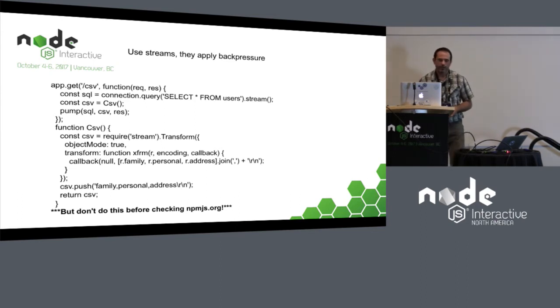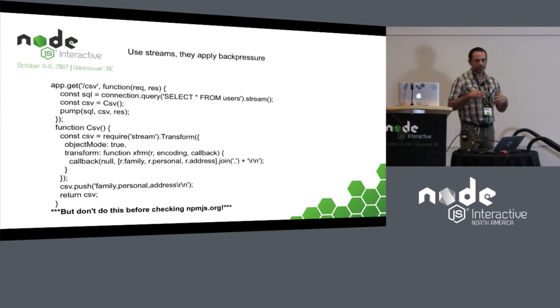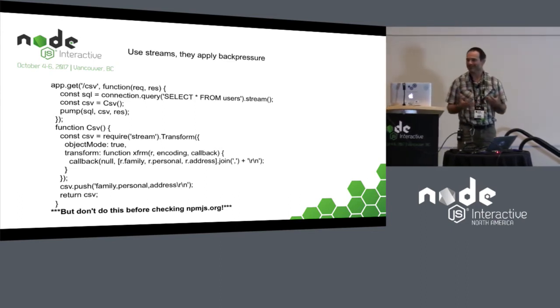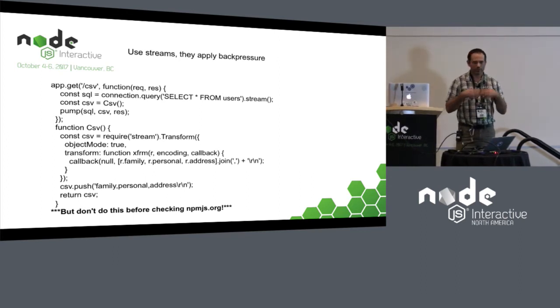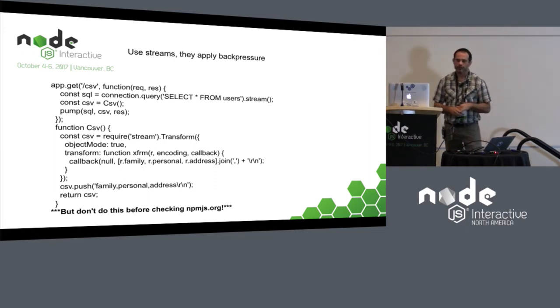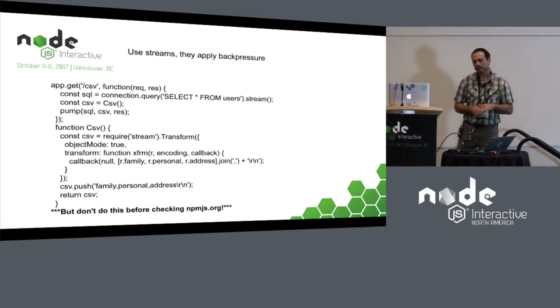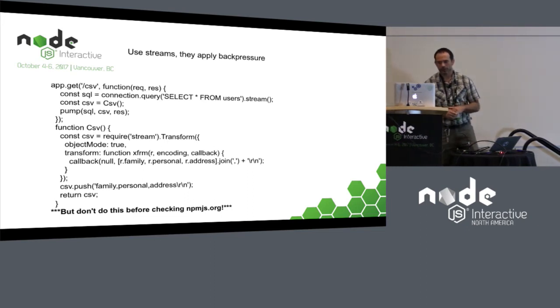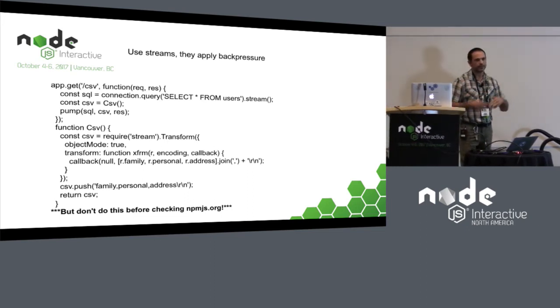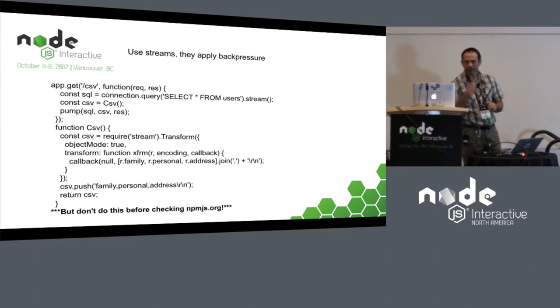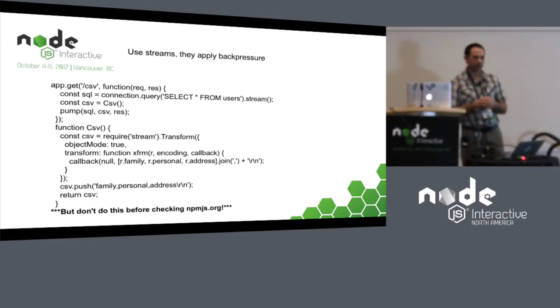So the way to deal with this, there's probably other ways, but the way I'm talking about here is to restructure your application object as a stream, because streams transmit back pressure. So in this case, we can do this with a transform stream. Transform streams are pretty easy to set up. The one little wrinkle here is that you need to use object mode.